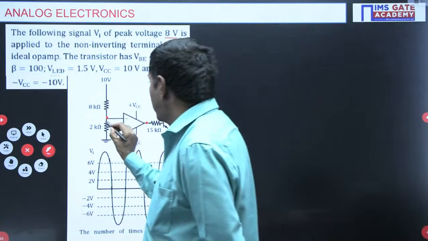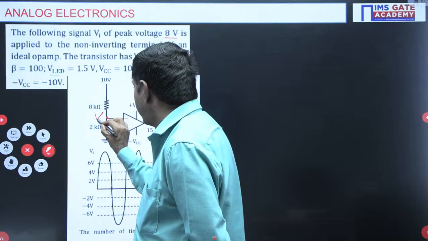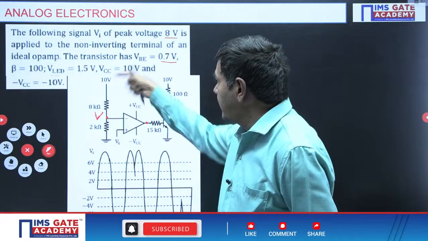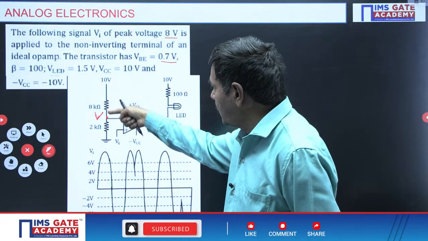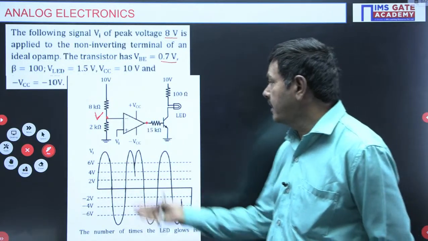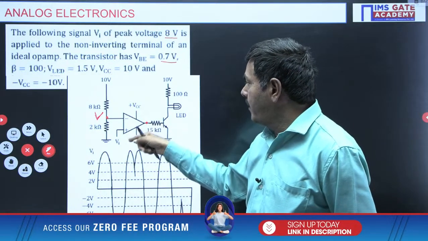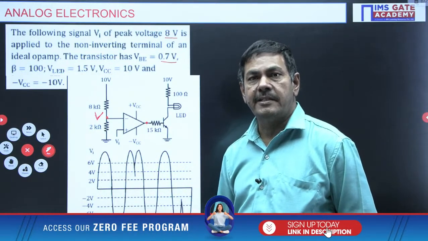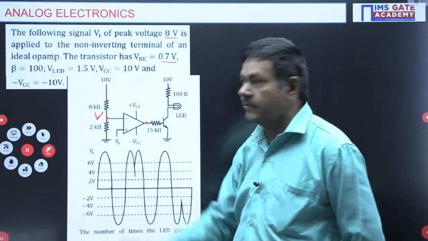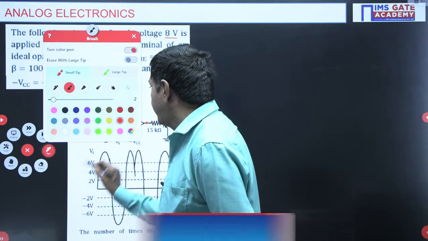I want to give this potential a name, V. This is Vi. Because of the connection of the supply, current is going to flow. It is not diverted to the negative terminal. Why? You know very well that the op-amp has infinite input impedance, so it doesn't allow any current. So the total current passes through this path only.